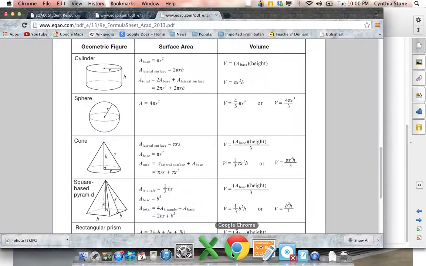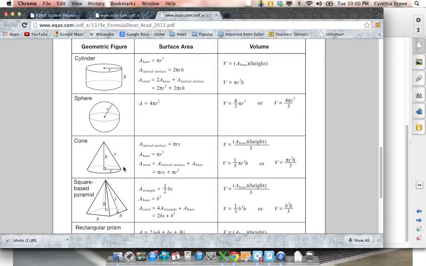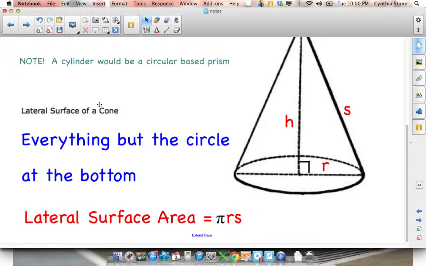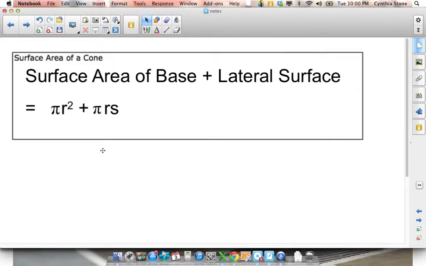And I just wanted to show you on your formula sheet here. Here's the cone, and that formula is given to you, lateral surface pi r s, okay? And the total surface area of a cone, because this column is surface area, is pi r s plus pi r squared, so pi r squared being this base part. Okay, so there's the equation for surface area of a cone. If you haven't written it down yet, there it is.